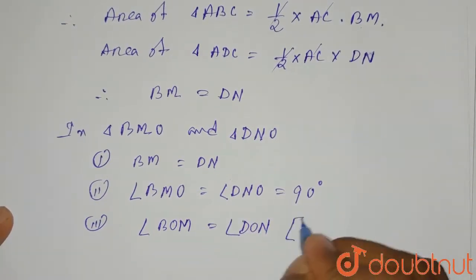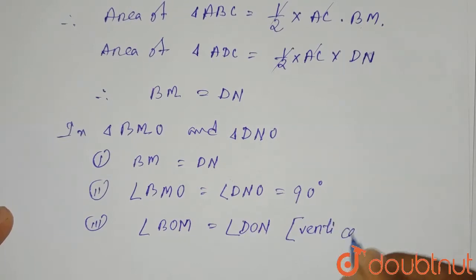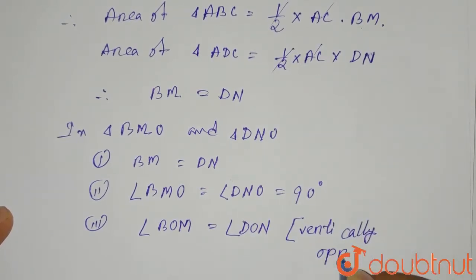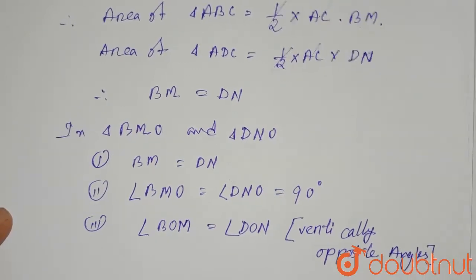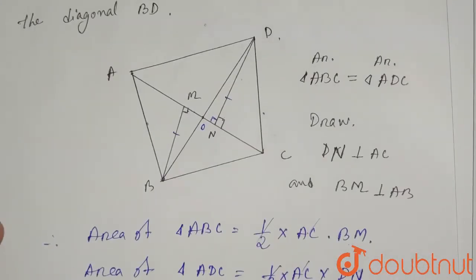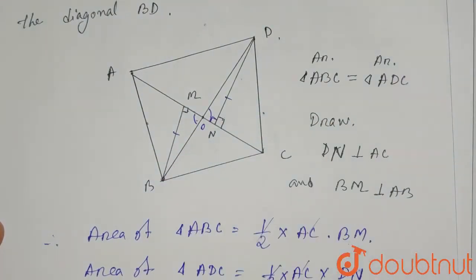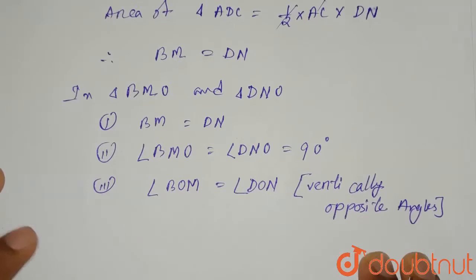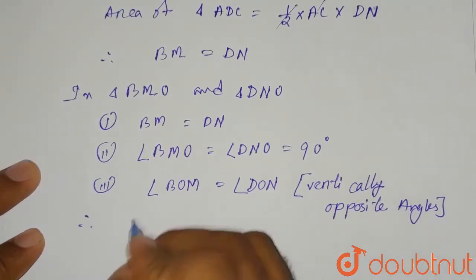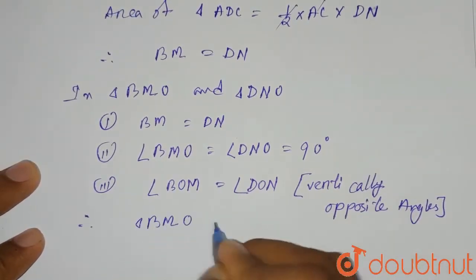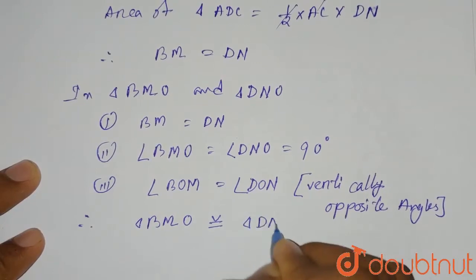Why? Because they are vertically opposite angles. If you look at the diagram here, you can see that this angle and this angle are equal because they are vertically opposite angles. So these two triangles are congruent. Therefore triangle BMO is congruent to triangle DNO.